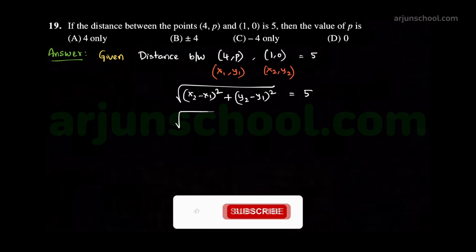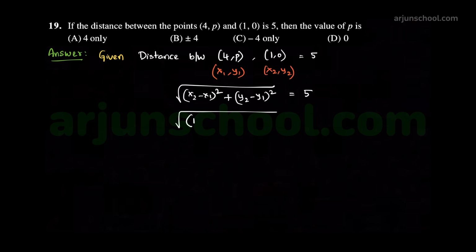Now let us substitute the values for (x1, y1) and (x2, y2). That implies root over (x2 is 1 minus x1 is 4) whole square plus (y2 is 0 minus y1 is P) whole square is equal to 5. Root over (1 minus 4) whole square is 3 square plus (0 minus P) whole square is P square, that is equal to 5. Now let us square on both sides.